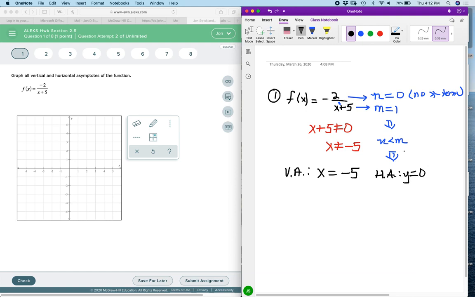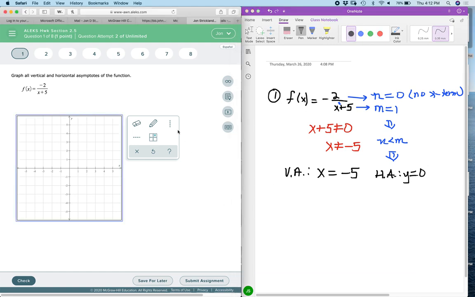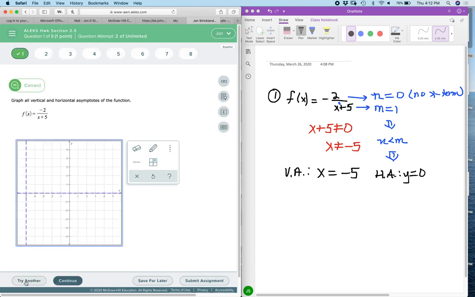So taking what we have, for the vertical asymptote, we again have x is equal to negative 5, and for the horizontal asymptote, y is equal to 0. Checking what we have here, the result is correct.